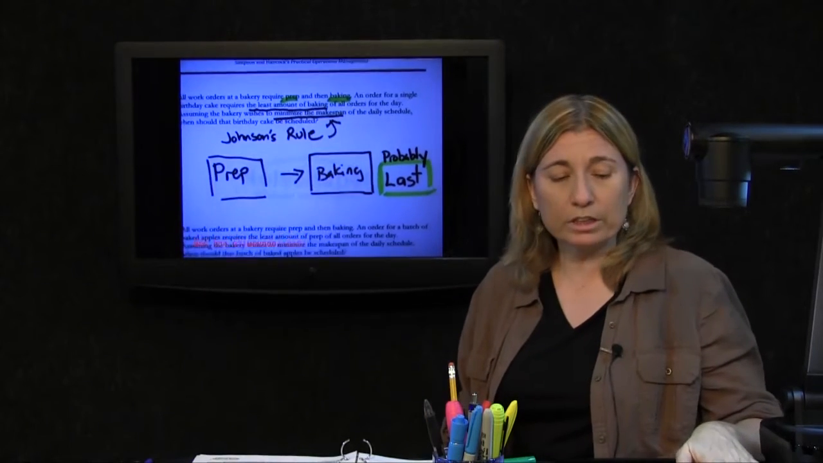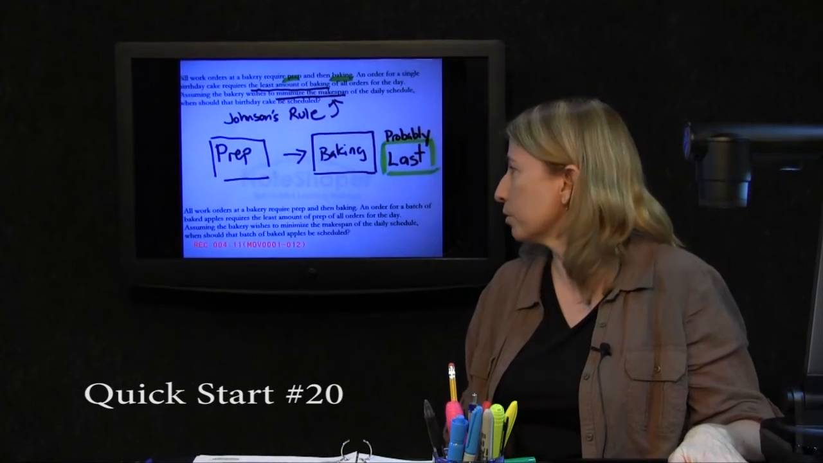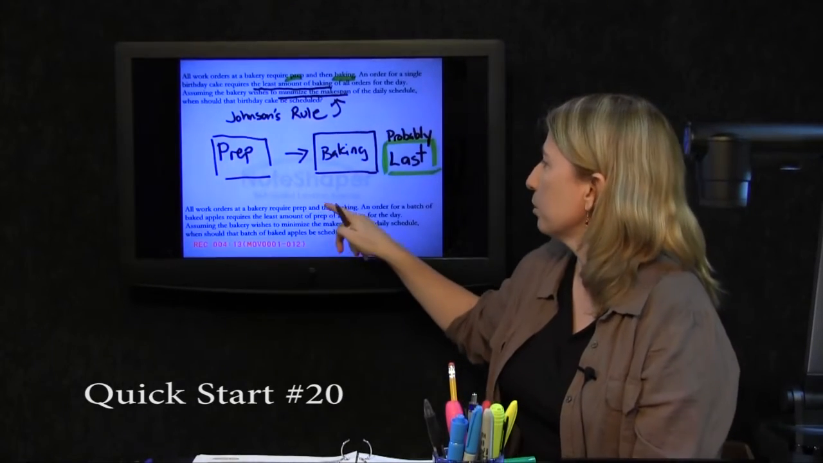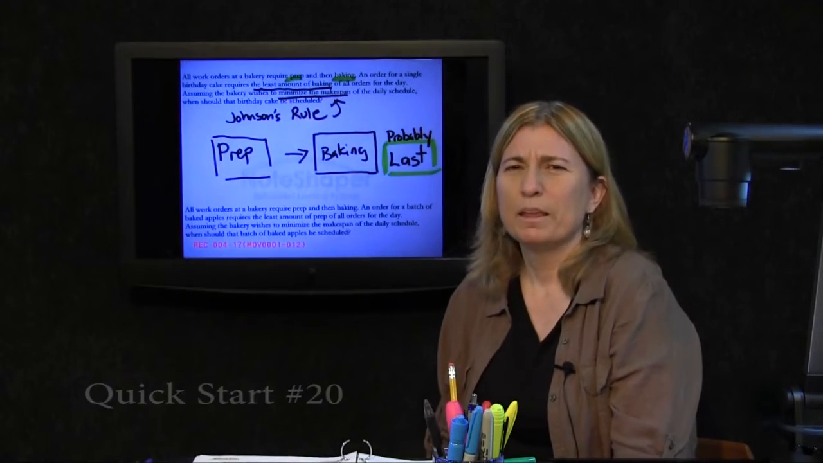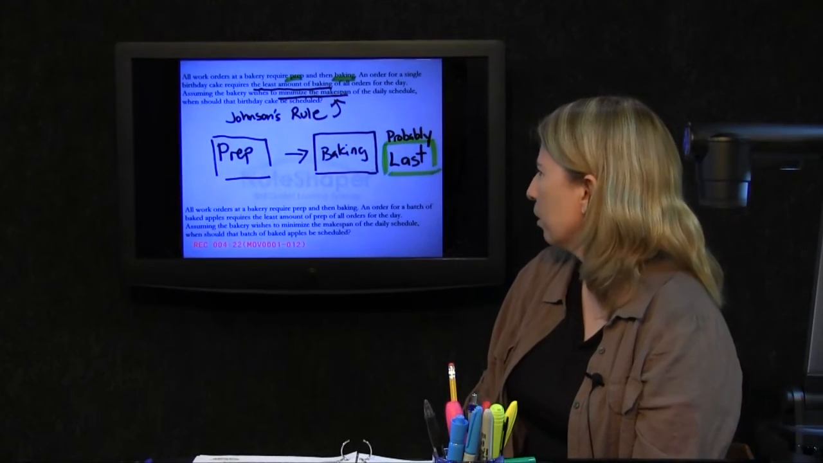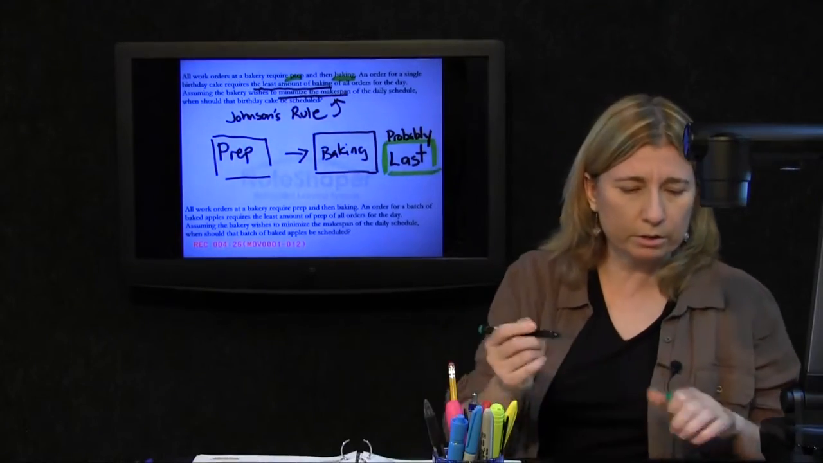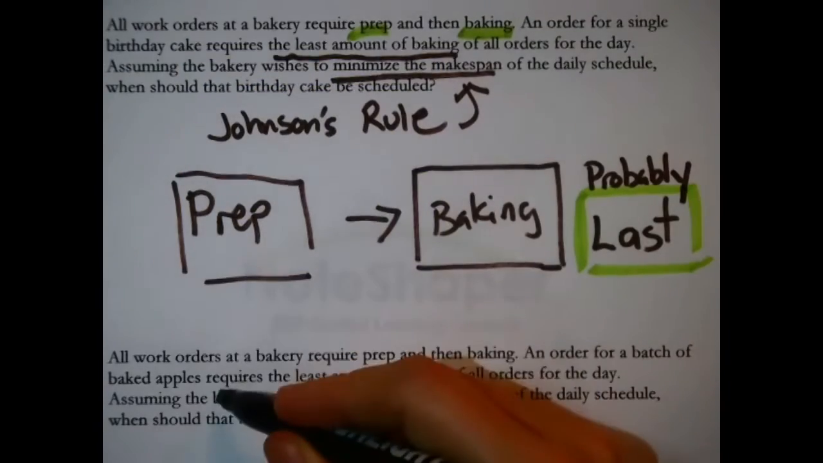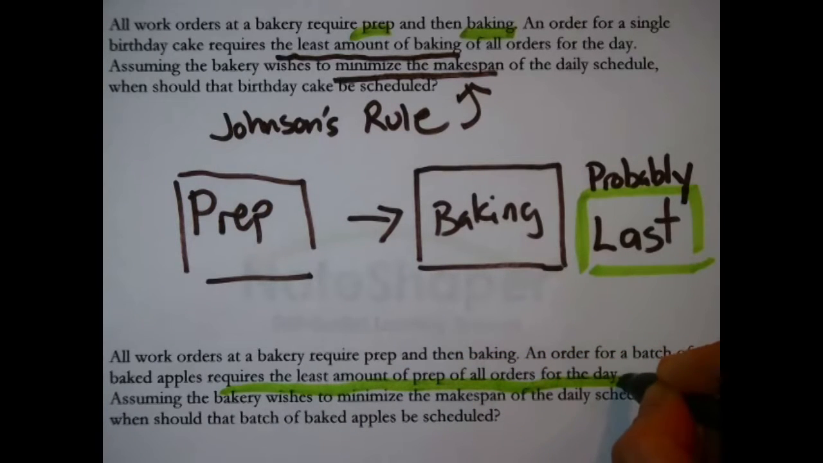Now, similarly, look at the next question, because it's basically about the same situation, right? All work orders at a bakery require prep and then baking. Okay, this is the same bakery, it's just asking about a different order. What's it talking about here? A batch of baked apples requires the, let me mark on this a little bit, least amount of prep of all orders for the day.